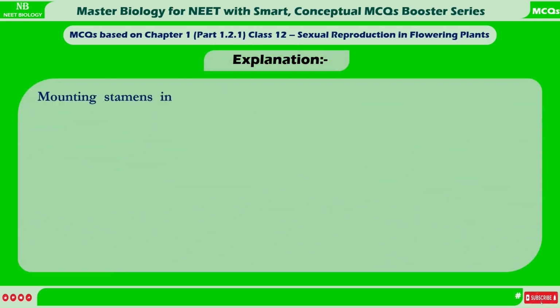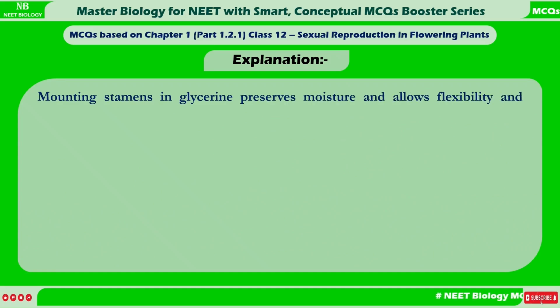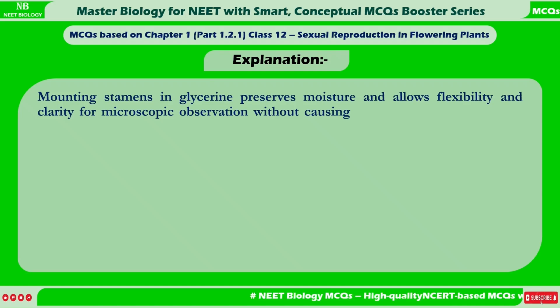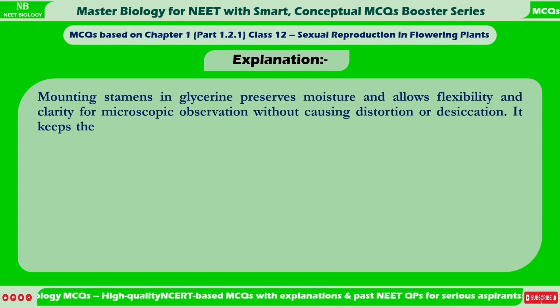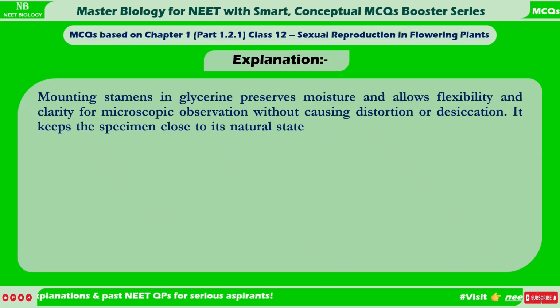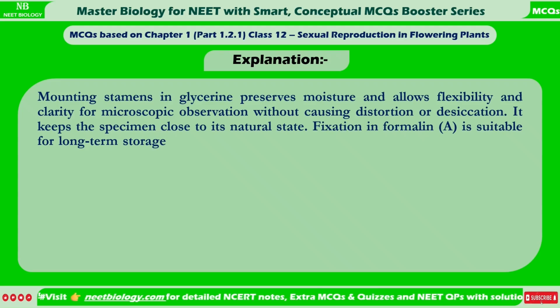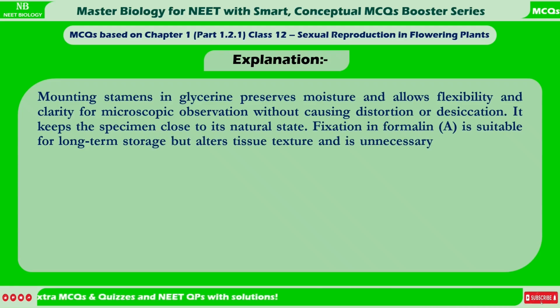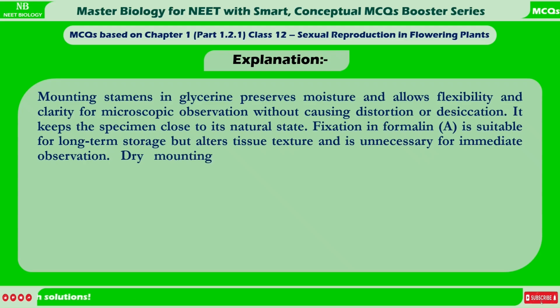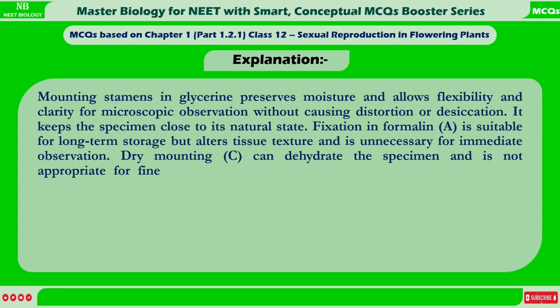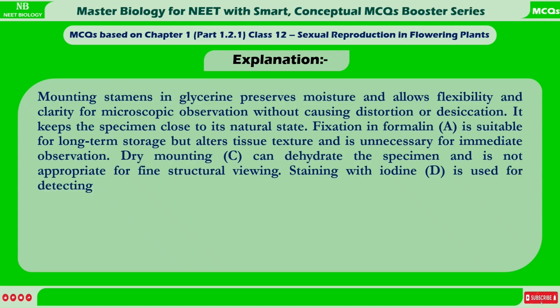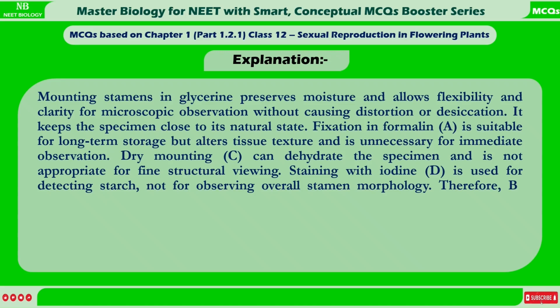Explanation. Mounting stamens in glycerin preserves moisture and allows flexibility and clarity for microscopic observation without causing distortion or desiccation. It keeps the specimen close to its natural state. Fixation in formalin, A, is suitable for long-term storage but alters tissue texture and is unnecessary for immediate observation. Dry mounting, C, can dehydrate the specimen and is not appropriate for fine structural viewing. Staining with iodine, D, is used for detecting starch, not for observing overall stamen morphology. Therefore, B, mounting in glycerin on a slide is the best choice.